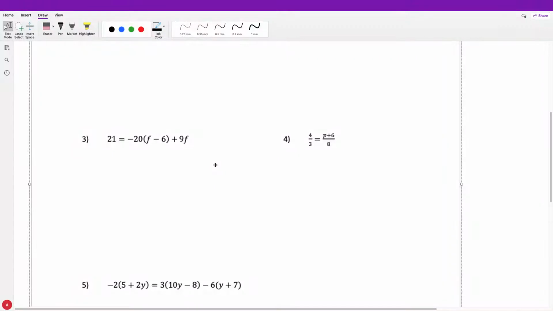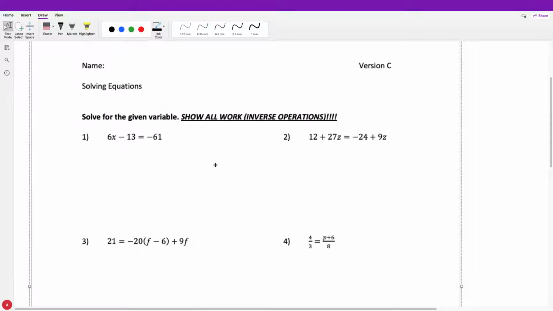All right, so we're now going to go over one of the quizzes that you guys just got back. I'm going to go over version C. Remember, all the versions are very similar to each other, so even if you're not having this exact one, watch and see how I solve this question and then apply it to the numbers that are given to you on your quiz.